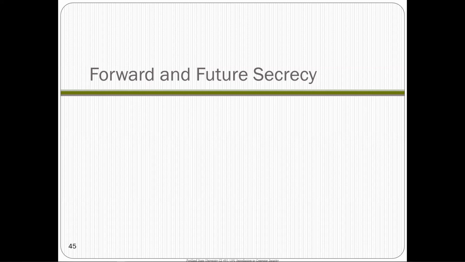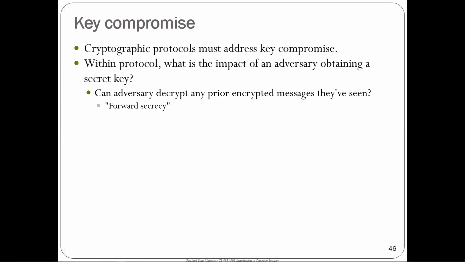I'm going to talk about these two things called forward secrecy and future secrecy. So what is this? These two things are meant to address key compromise. We talked about certificate compromise. What happens if you're communicating with someone and someone captures a symmetric key that you're using between yourselves? Every protocol has to assume that eventually a key is going to get compromised and needs to recover from it.